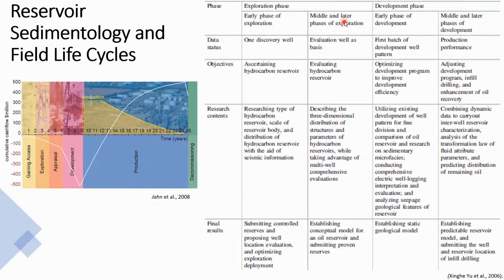So in the middle and later phase of exploration, again, evaluation wells, evaluating hydrocarbon. So it's almost the same objective. Now we have two wells, or maybe two or three. Then you'll try to describe the three-dimensional distribution of structures and parameters of the hydrocarbon reservoir while taking advantage of multi-well comprehensive evaluation. I will talk about it, inshallah, in the coming slides.